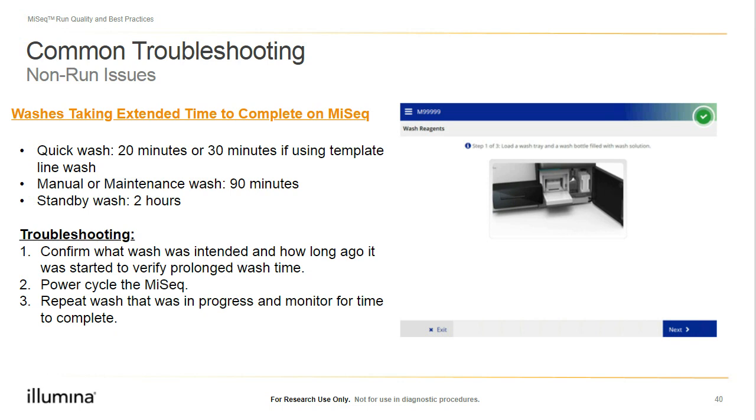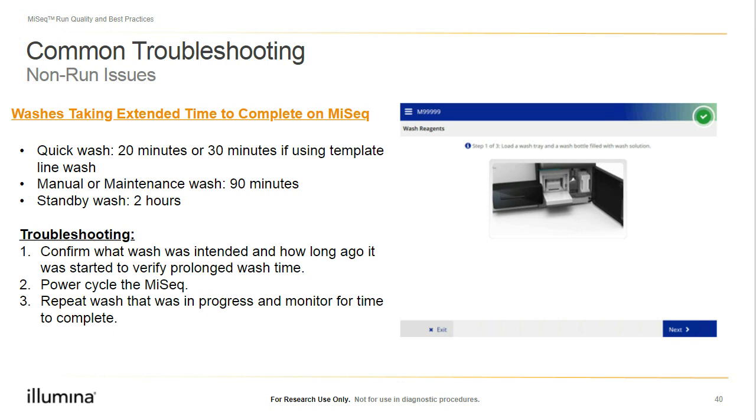To start troubleshooting, we want to confirm what wash was intended to start and how long ago it was started, to confirm that we are in fact seeing a prolonged wash time. If we see this, or we see that the wash notification on the bottom repeats, maybe it's saying wash 2 of 2 for a very long time during a manual or maintenance wash, that can also provide evidence the wash has stalled.